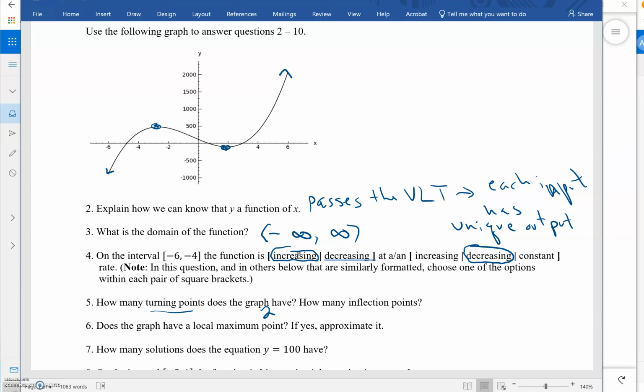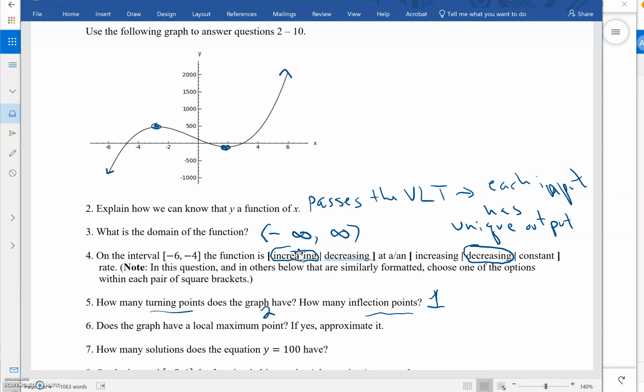What about inflection points? So you kind of have to guesstimate this, but we're clearly concave down over here and concave up over here, and inflection points are about changes in concavity, and so there is one change of concavity that occurs in here somewhere, and so that's one inflection point, a single inflection point.